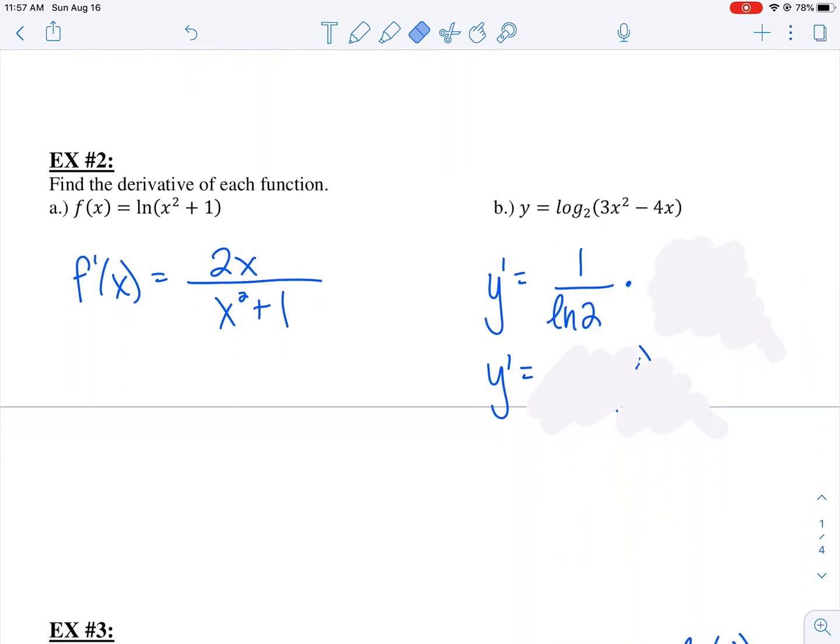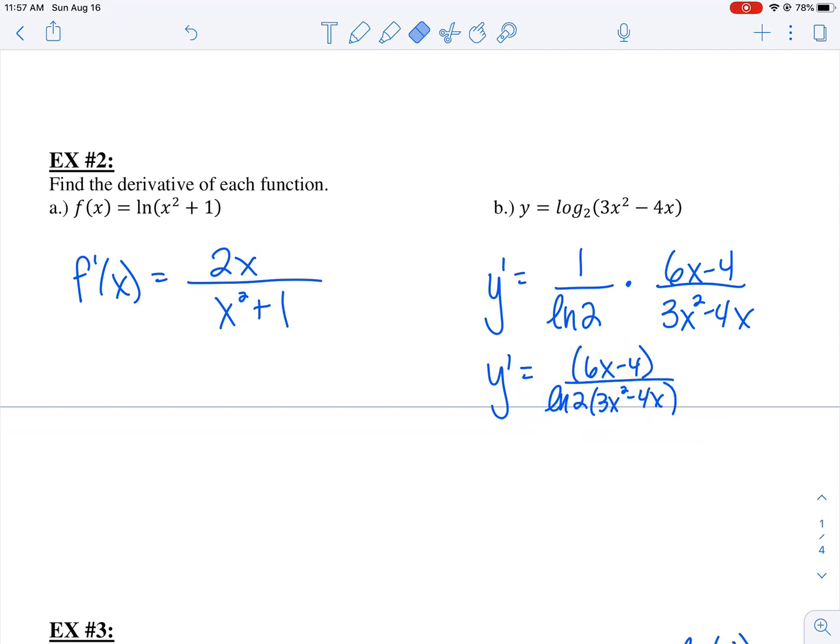I have 1 over the natural log of the base, which is 2, times the derivative of the inside, which is 6x minus 4, over the original inside, which is 3x squared minus 4x. I could combine those two fractions, multiplying numerators with numerators and denominators with denominators. I can say that my derivative is 6x minus 4 over the natural log of 2 times 3x squared minus 4x.